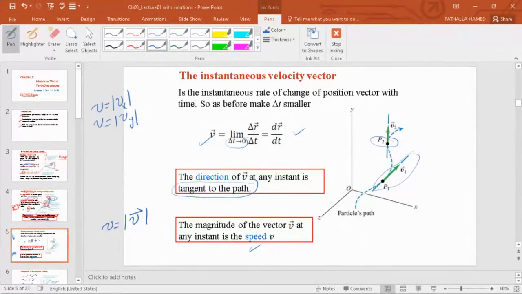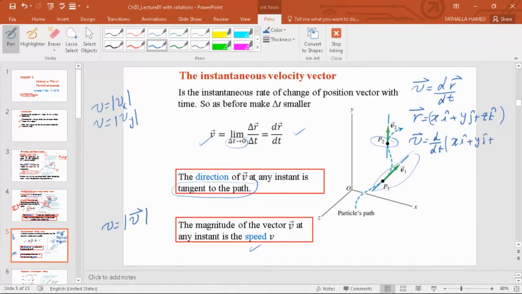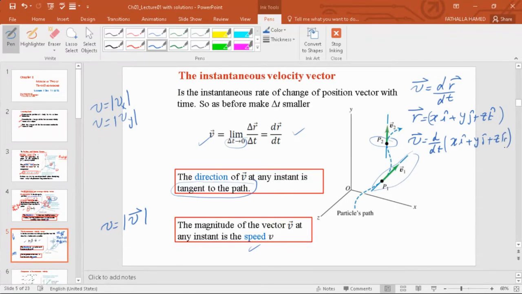Now, if I look at v here, which should equal dr by dt, and you know that we wrote r as x i hat plus y j hat plus z k hat, so my v here will be d by dt of x i hat plus y j hat plus z k hat.